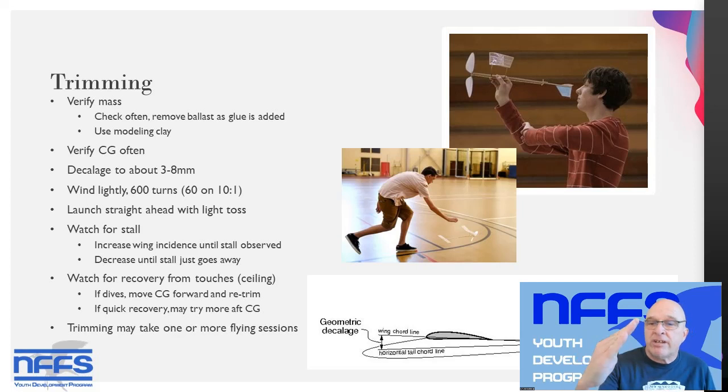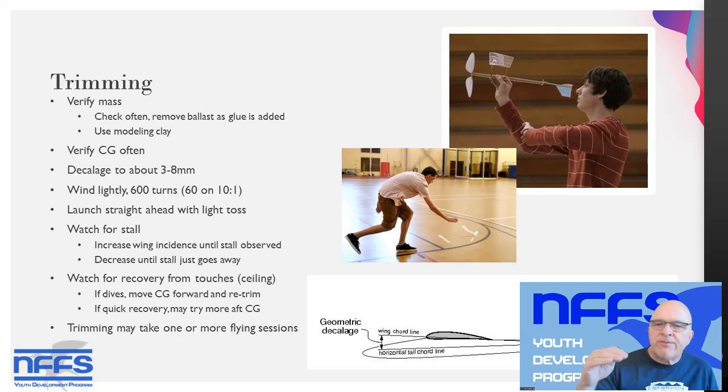Now, if you have to change your incidence a lot from that 5 or 6 millimeters on your wing, think about moving your CG back until you see a stall and then move it forward just a little bit. Either one will get you there. Generally, if the CG is where the plan says it should be, then you want to adjust with wing incidence.